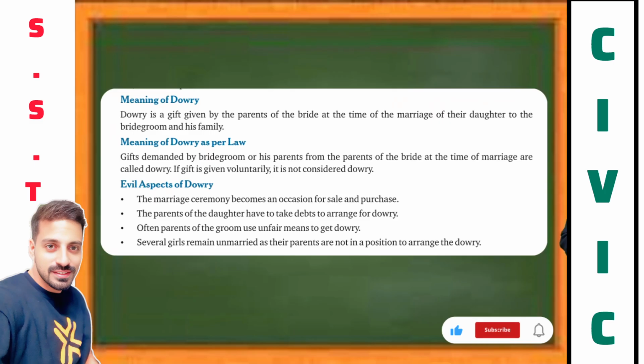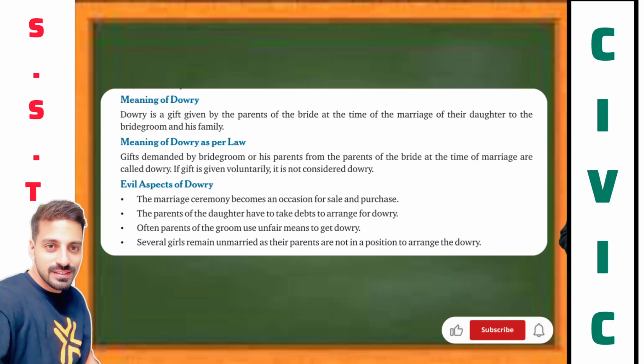Meaning of dowry. Dowry is a gift given by the parents of the bride at the time of marriage of their daughter to the bridegroom and his family. Meaning of dowry as per law. Gifts demanded by the bridegroom or his parents from the parents of the bride at the time of marriage are called dowry. If a gift is given voluntarily, it is not considered dowry.